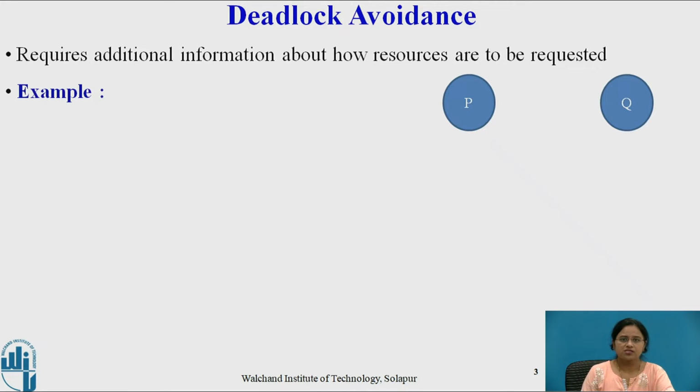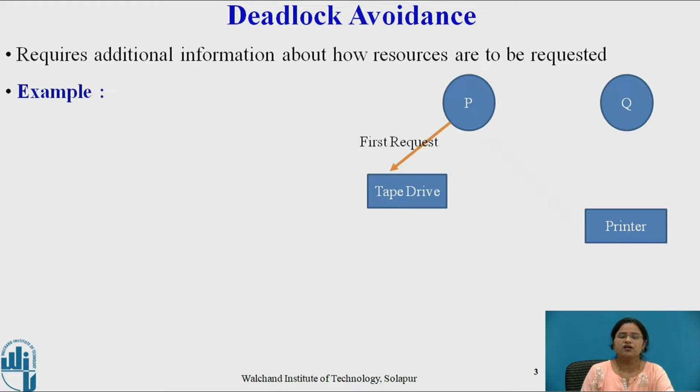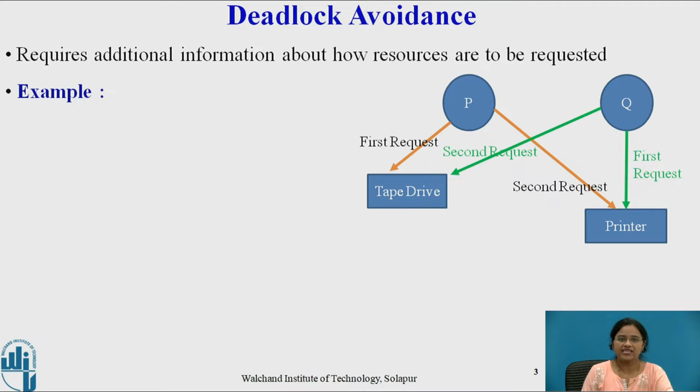For example, suppose we have two processes, process P and Q, and we have two resources, a tape drive and a printer. Suppose the first request made by process P is to the tape drive and the second to the printer. Then for process Q, the first request is the printer and the second request is the tape drive. This is already known to the system: which request is made first and second by which process. If this is known, then the system can decide for each request.